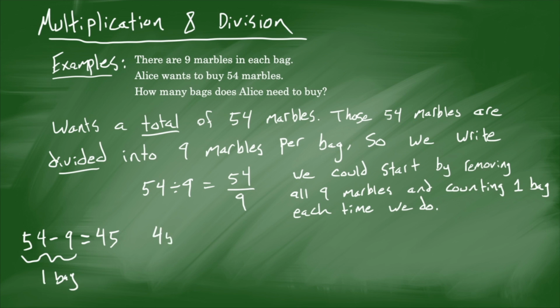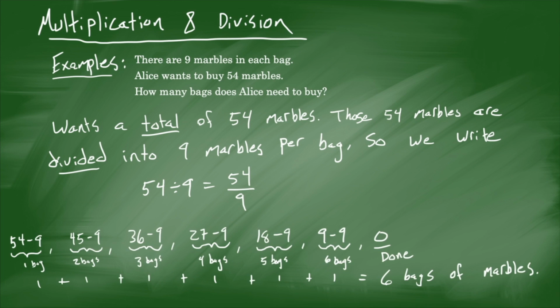Then we'd have 45 minus 9, and that's bag 2. Two bags. This is equal to 36. So 36, and so on and so on. We'd get something like this.